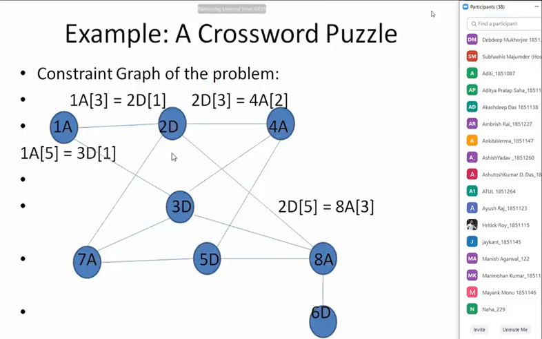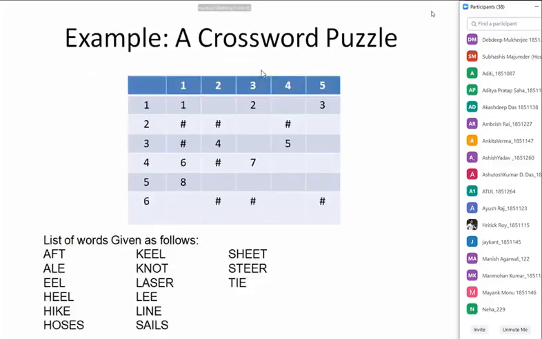Likewise, we can take another example. Let's go to 2D. So 2 down is this, and with whom does it interact? It interacts with 4 across, it interacts with 7 across, and it interacts with 8 across. And what are the constraints? The third letter of 2 down is equal to the second letter of 4 across. 4 starts from here, so the second letter should be the same. The fourth letter of 2 down must be the first letter of 7 across. The fifth letter of 2 down must be the third letter of 8 across.